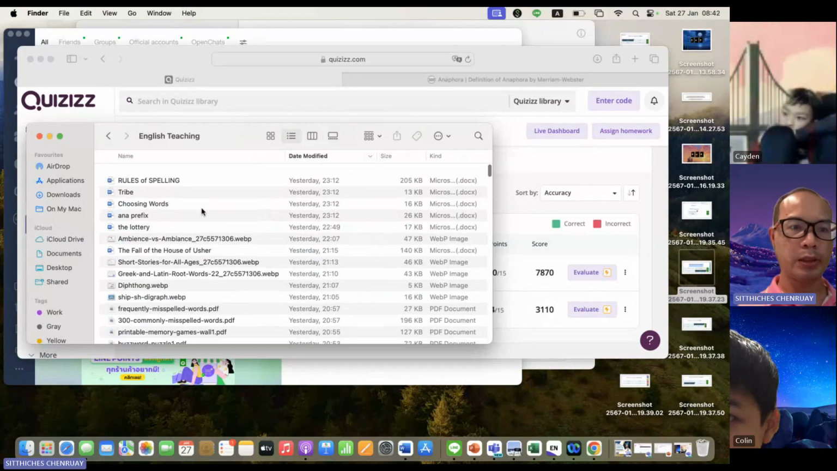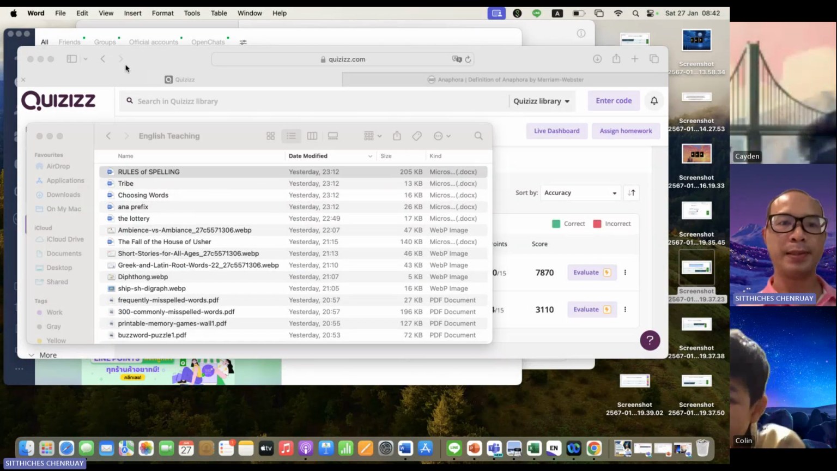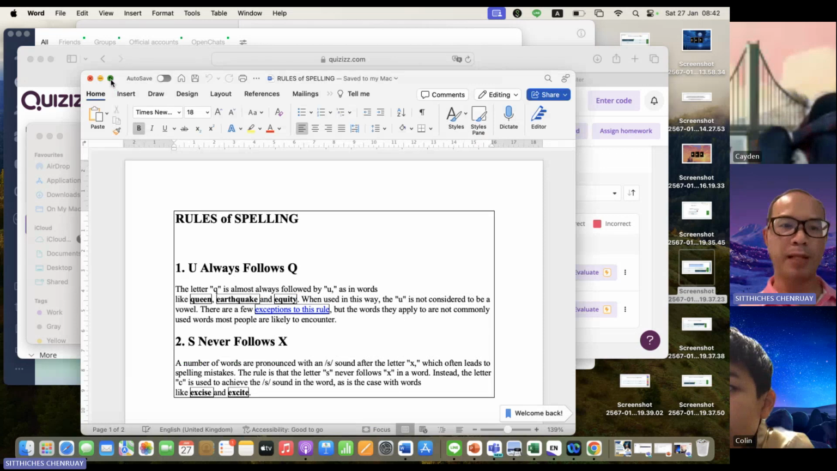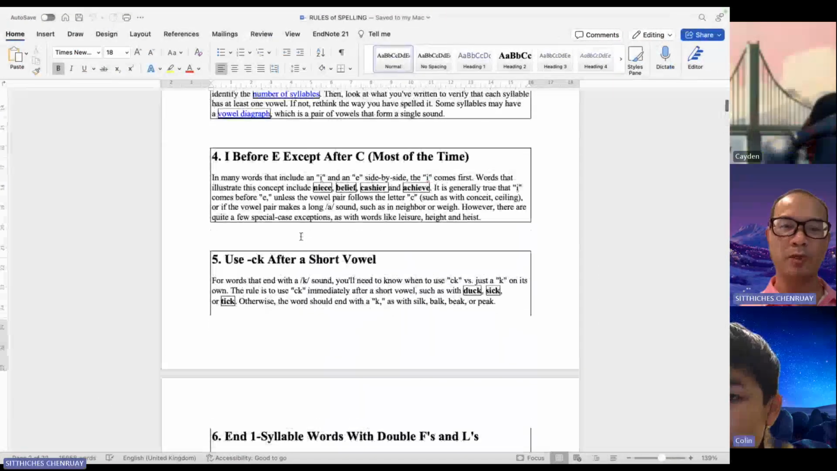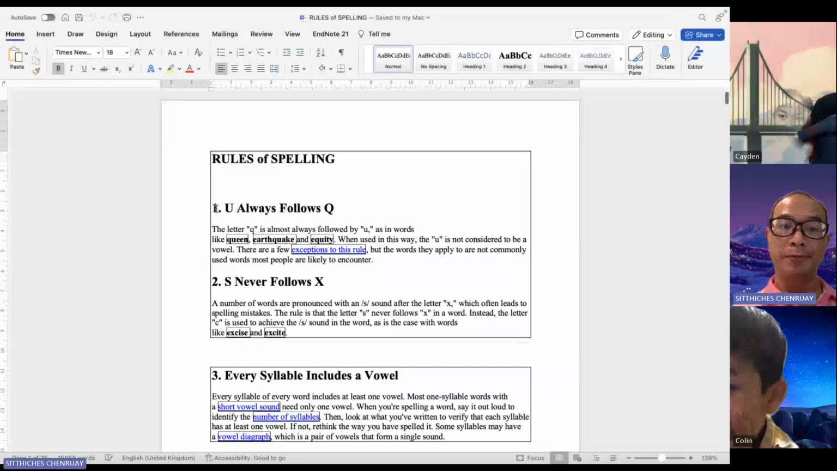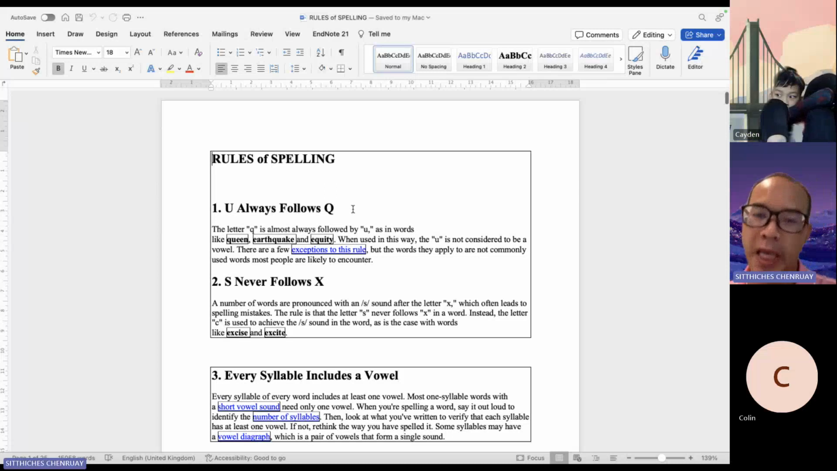Okay. The rules of spelling. I collected these rules of spelling from the dictionary. First, when you spell, Q is always followed by U. Okay, Q always follows U.